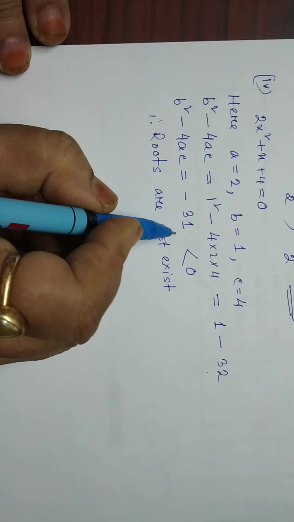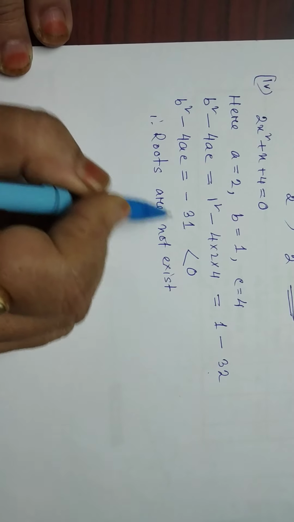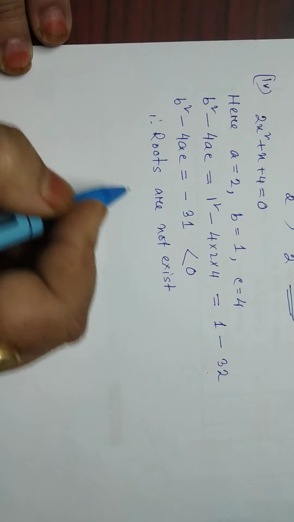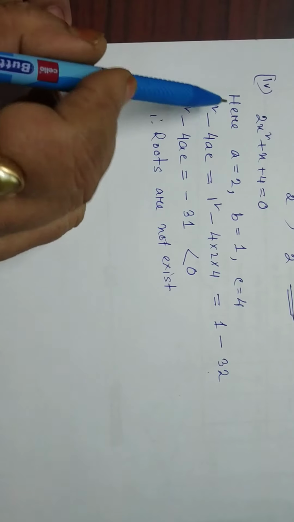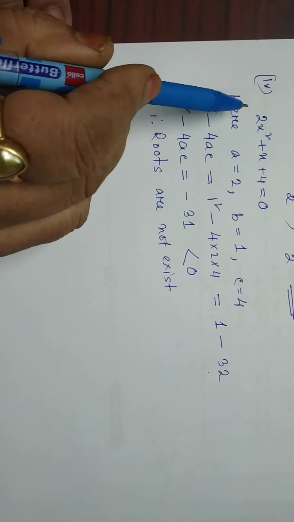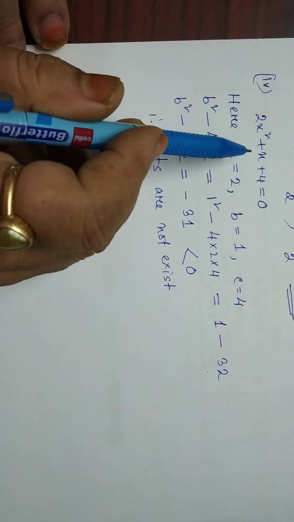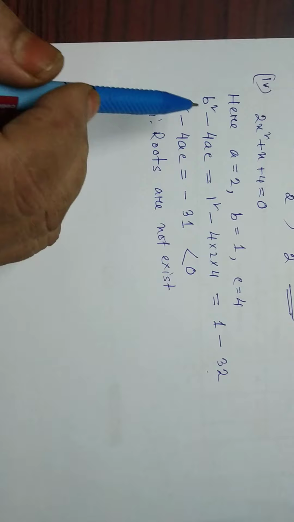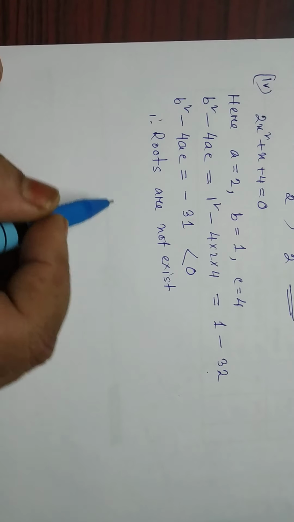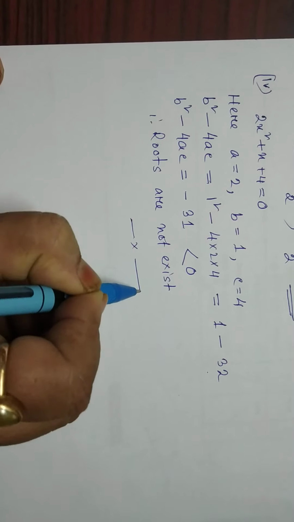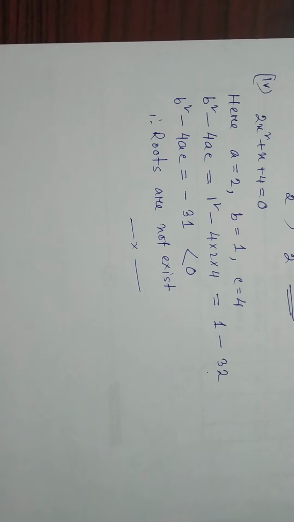If b² − 4ac is less than 0, then roots do not exist. That's why there is no need to find the value of x in question number 1-4. This equation has no real root. That means question number 1 is completed, and question number 2 you have to do as homework.